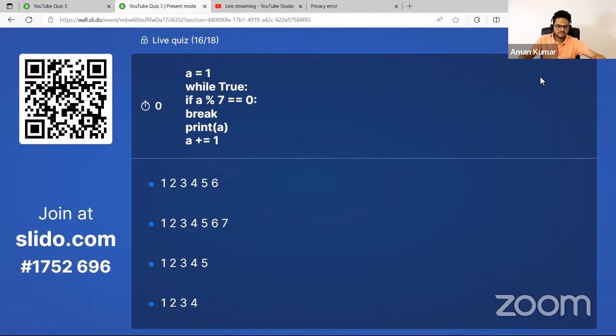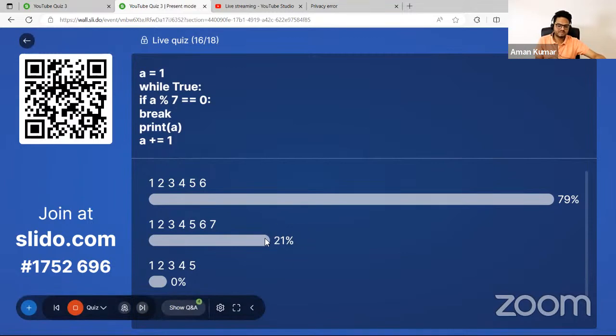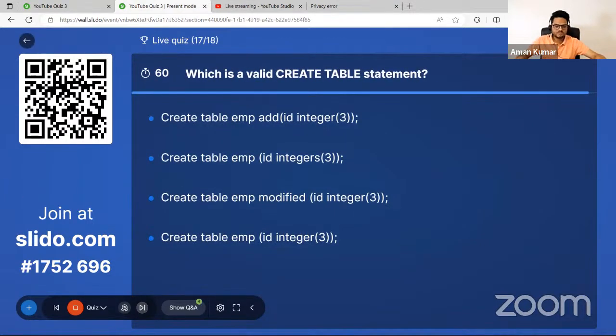Let's see what people are saying. This is basically a normal loop based question. No, 7 will not get printed. To the people who are saying 7 will get printed, only up to 6 will get printed. What will happen here is at 7 it will break and print will not work. You can check that by running this code. Next, a simple SQL question.